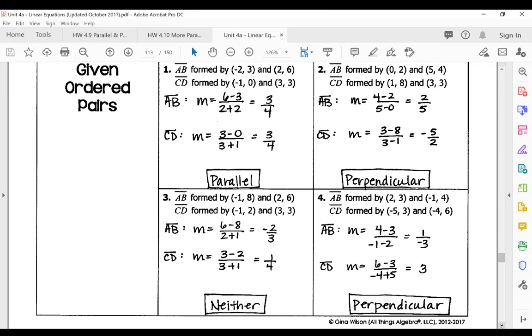Let's look at example 3 and 4. When we find the slope of these two segments, we get two completely different values, negative 2/3 and positive 1/4. While they are negatives of each other, they're certainly not reciprocals. So we would say that these two segments are neither parallel nor perpendicular. What that means is if we were to draw these segments, they would intersect each other, but it wouldn't be at a 90-degree angle. It might be at a 20-degree angle or some other type of angle.